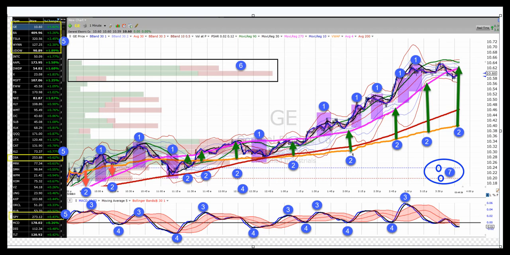If you didn't get any of that, you must get this one. Second opportunity after a nice move up. Third opportunity after a nice move up. So that's the pattern you should be looking for in a persistent uptrend.